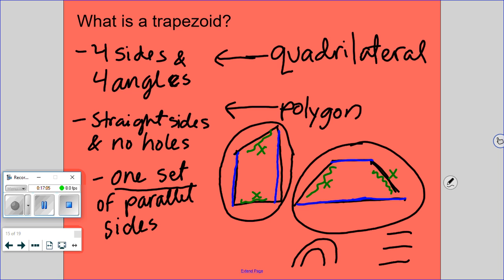Said, what if I don't have a parallel set in my trapezoid? What if I make my angles too funky? Then it's not a trapezoid anymore. It has to have that parallel line group to be a trapezoid.